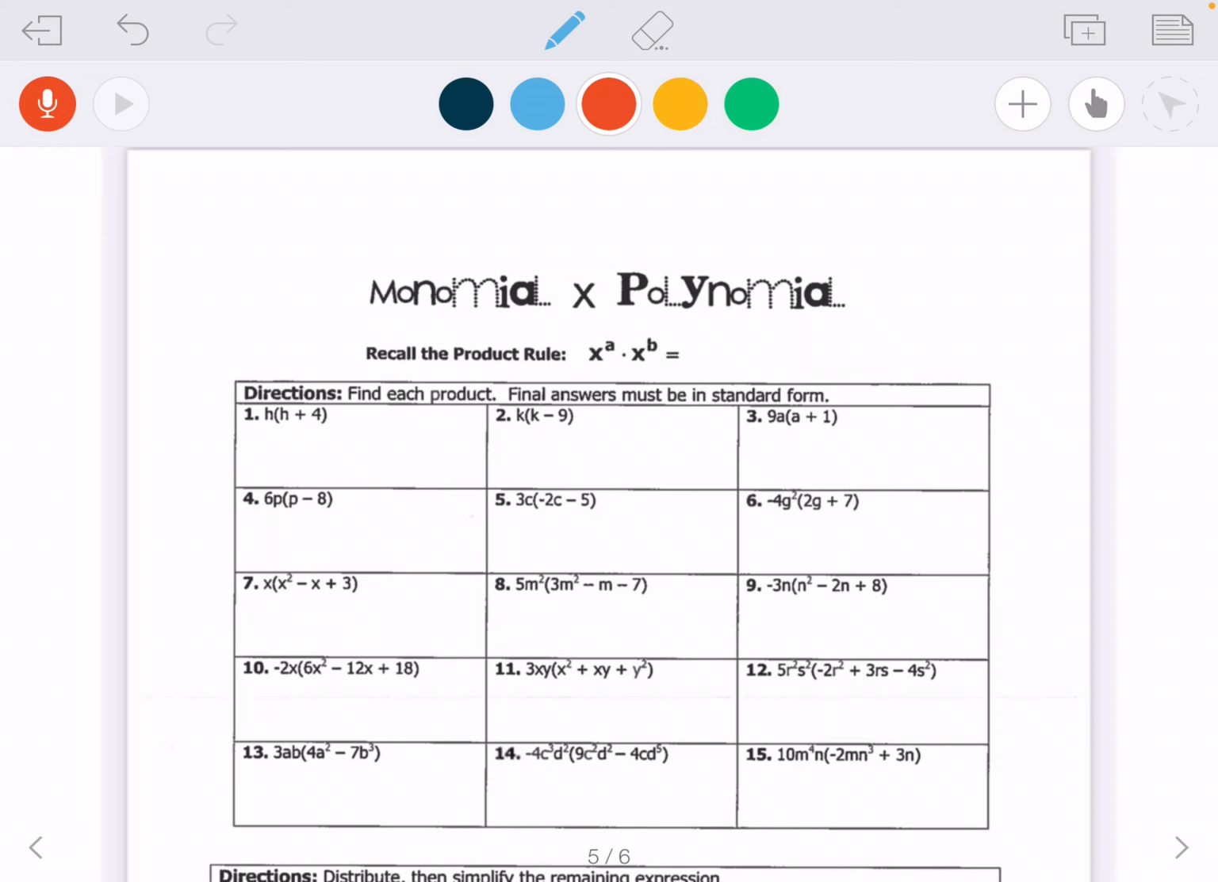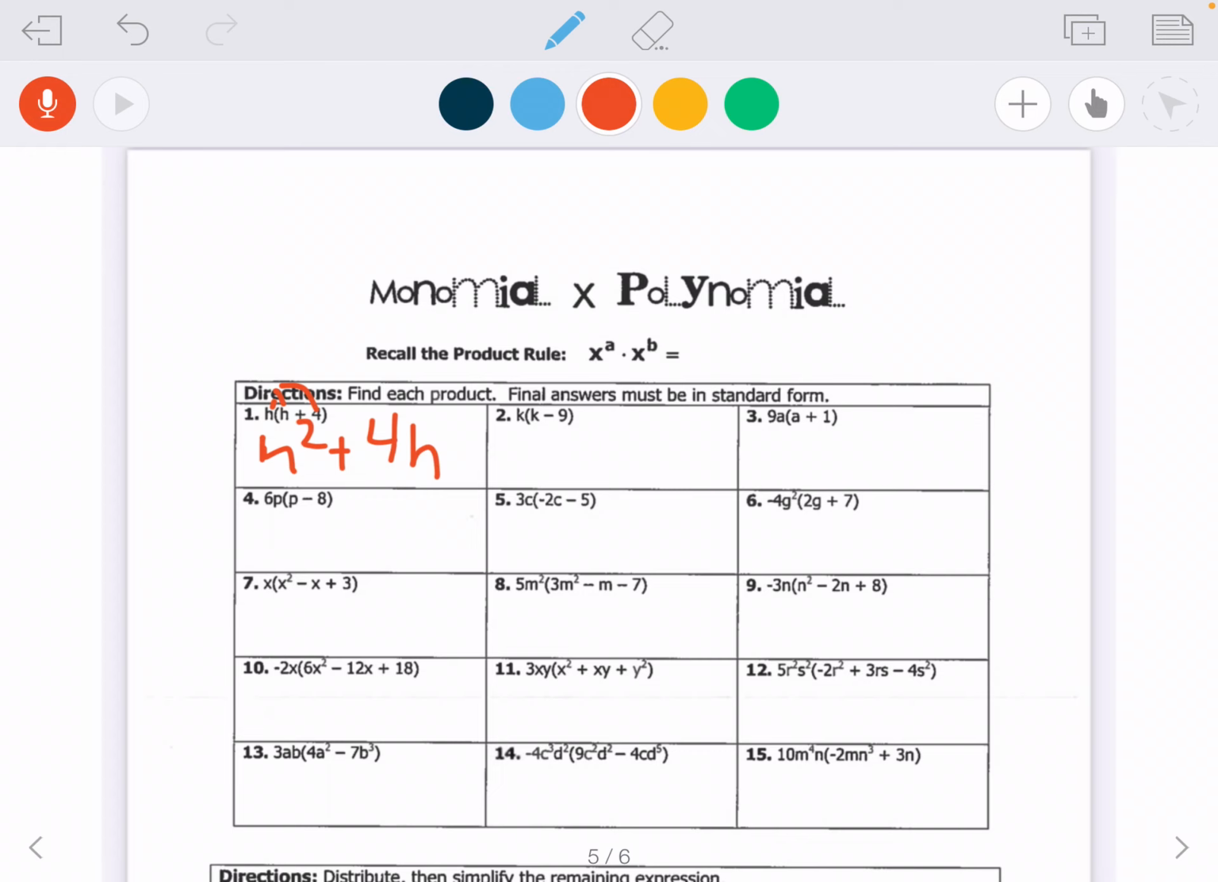So you are going to have to remember those exponent laws that we went over. So just starting off very basic, I'm just going to run through a couple of these. If you look at number 1, you have an h that's on the outside. So you are multiplying that h by both of the terms inside. So that's going to give us h squared plus 4h. h times h is h squared, and then h times 4 is 4h.